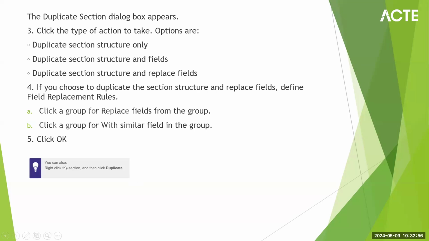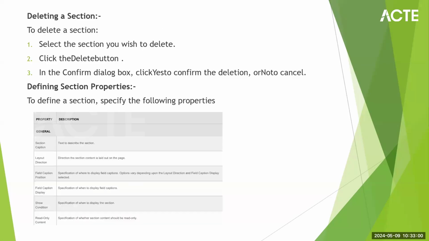And then click on OK. Another way of duplicating it: right-click on the section and duplicate. Deleting a section, how do you delete it? Select the section you want to delete, click on the delete button or X, a confirmation will be displayed, and you click on X.